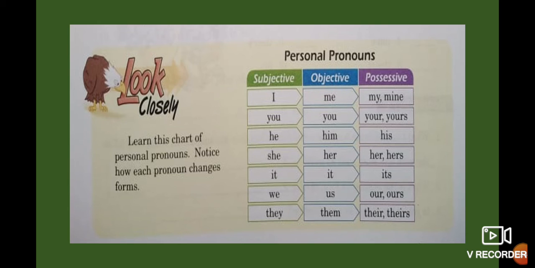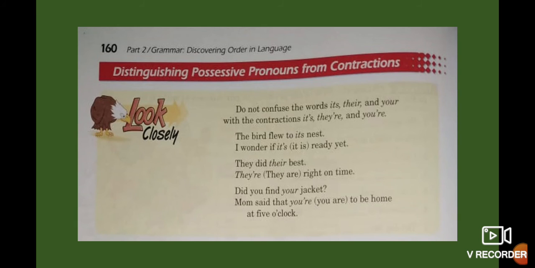I, me, my, mine. You, you, your, yours. He, him, his. She, her, hers. It, its. We, us, ours. They, them, theirs. Okay, now let's continue.